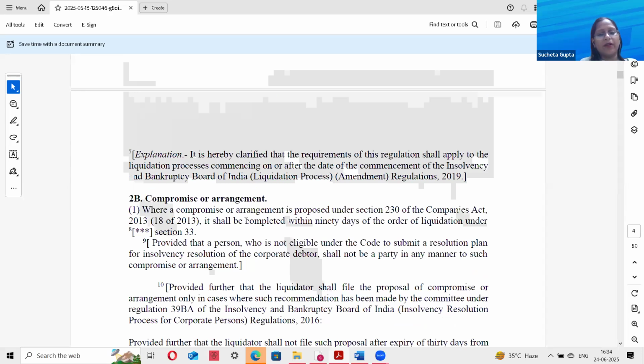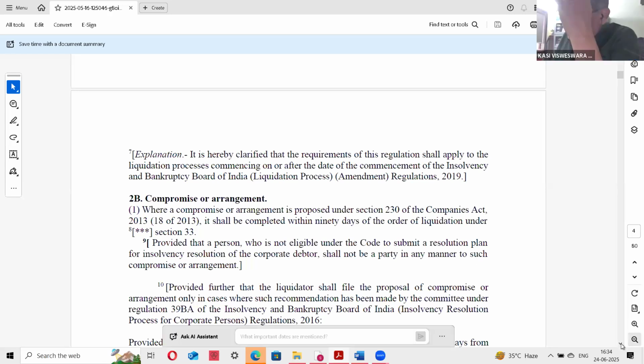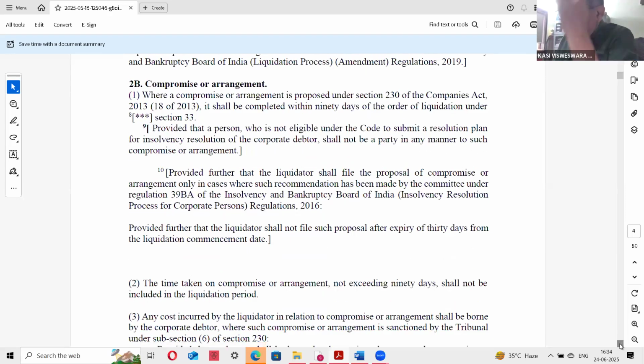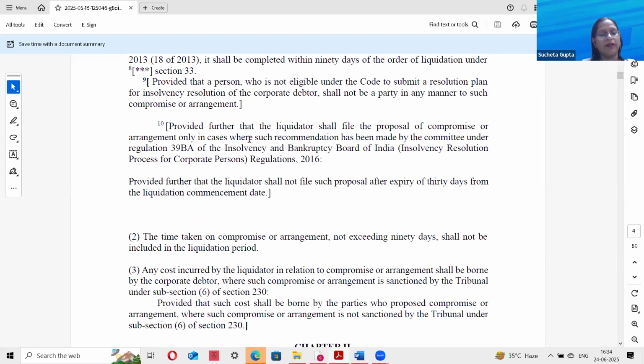Where the compromise or arrangement is proposed under section 230 of the Companies Act 2013, it shall be completed within 90 days of the order of liquidation under section 33, provided that a person who is not eligible under the Code to submit the resolution plan for insolvency resolution of the CD shall not be a party in any manner to such compromise or arrangement. So they have made it clear that they cannot become a party in the compromise or arrangement also.